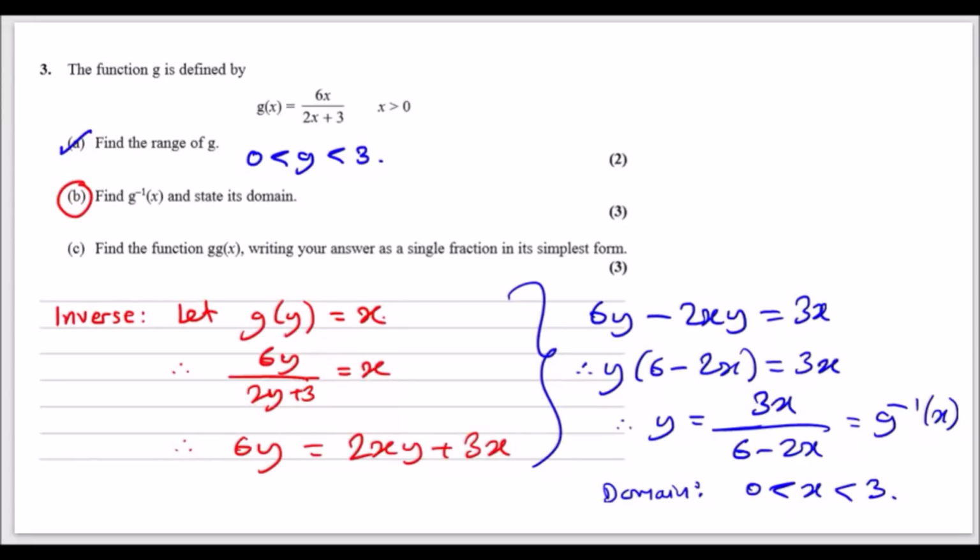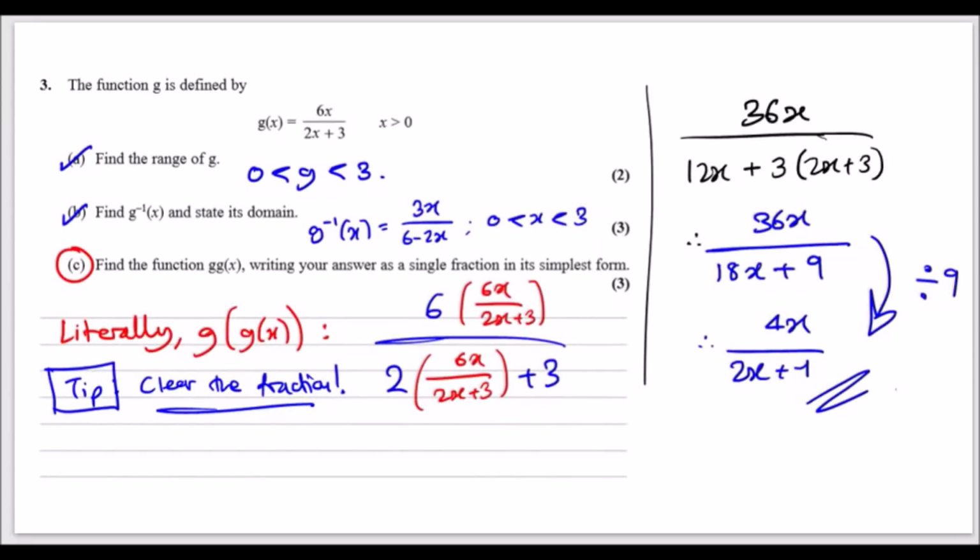Now for part C, what do we have? So find the function gg(x). I love that. Writing answer as a single fraction in simplest form. Now what this implies is that we need to literally put g(x), the second part, into the g function. So this goes into itself. So essentially you replace the x here with g(x). So this x is going to be itself, 6x over 2x plus 3 for here and here. So it looks a bit like this, literally. It looks a bit like that.